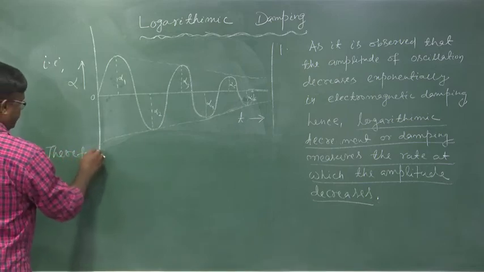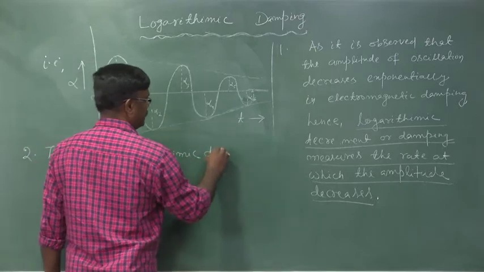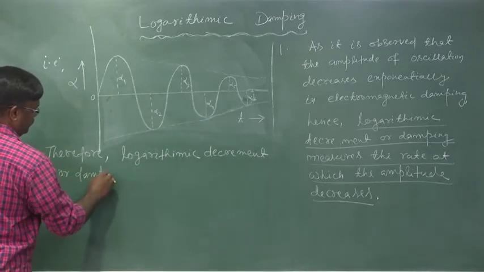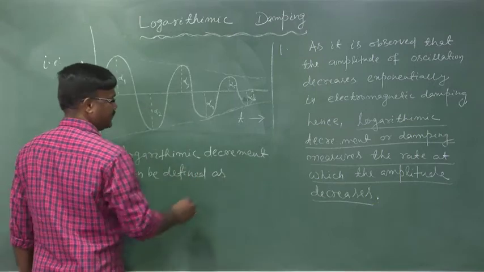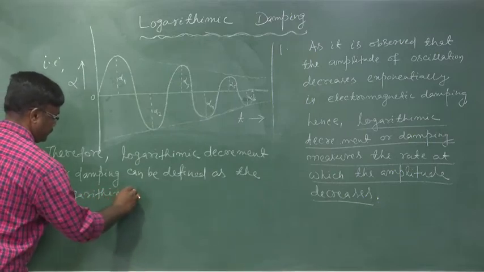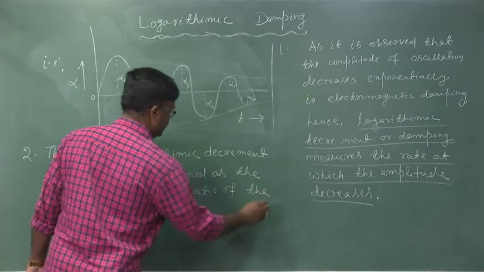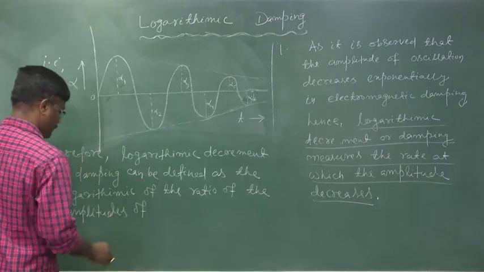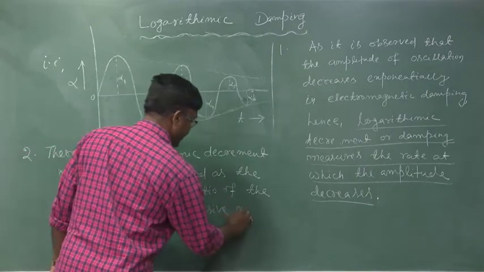Therefore, logarithmic decrement or damping can be defined as the logarithm of the ratio of the amplitudes of two successive maxima.